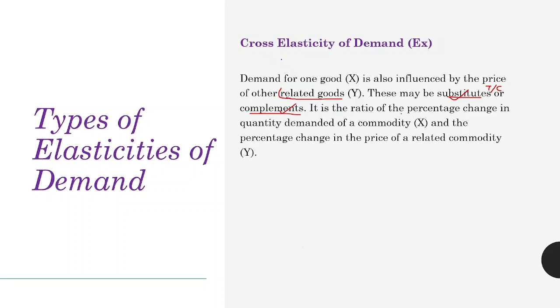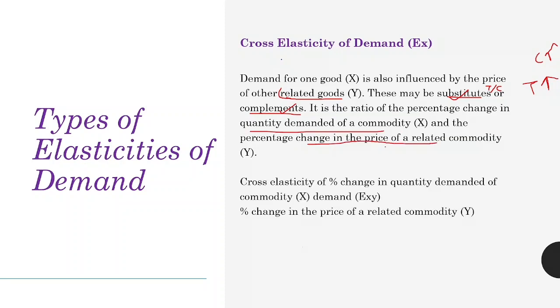So suppose the price of tea increases, then what will happen to the demand of coffee? Obviously the demand of coffee will increase. So this is basically what cross elasticity of demand is. It is a ratio of percentage change in the quantity demanded of the commodity X by the percentage change in the price of related commodity. So we define it with the help of a formula, that is cross elasticity is percentage change in the quantity demanded of commodity X and percentage change in the price of commodity Y. Okay, so this is cross elasticity of demand.